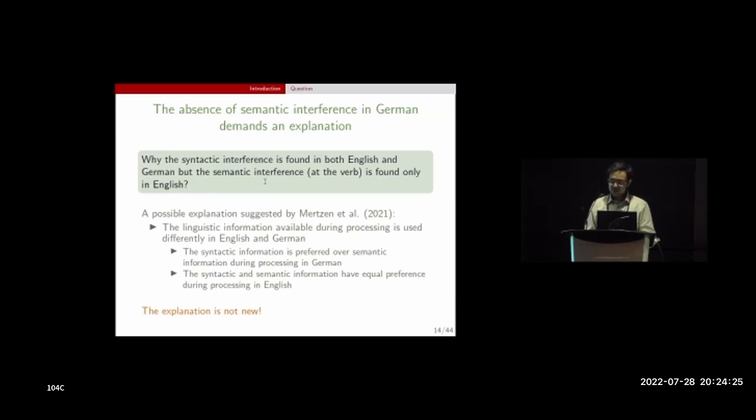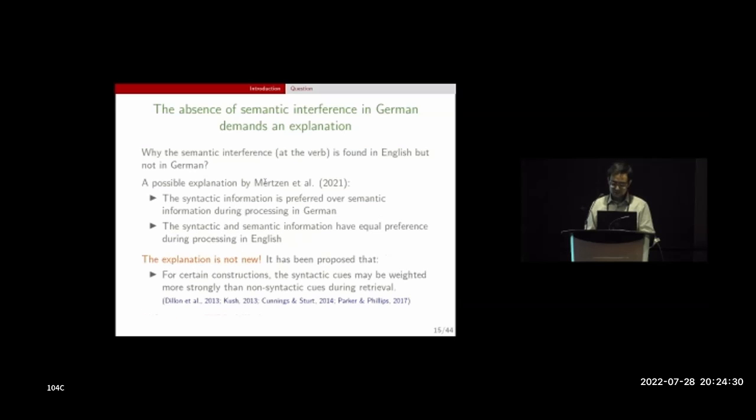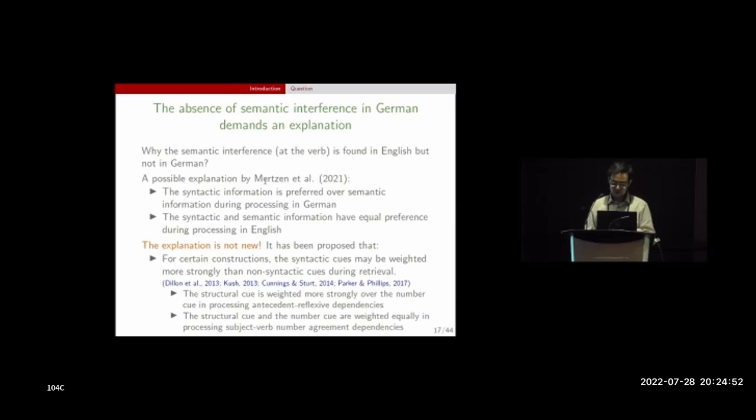This explanation is not new. Similar proposals have been made regarding processing differences between two constructions. For example, it has been proposed that for certain constructions, syntactic cues may be weighted more strongly than non-syntactic cues during retrieval. For example, for reflexive dependencies, it has been proposed that the structural cue is probably weighted more strongly than the number cue during processing. And this proposal has been used to explain processing differences between reflexive dependencies and subject-verb agreement dependencies.